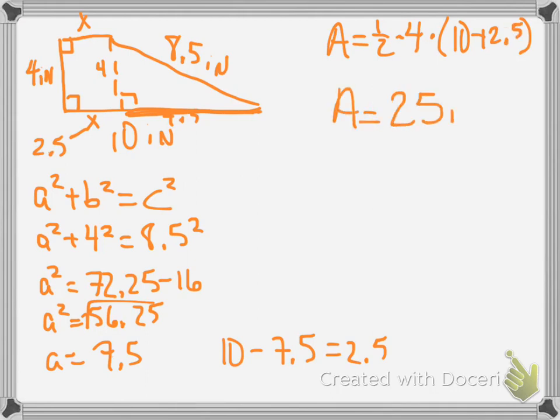So now I can say 2.5 plus 10 times 4 times 1/2 and get 25 inches squared. And again, how often you'll see something like that, I don't know. Okay, so rhombi and kites.